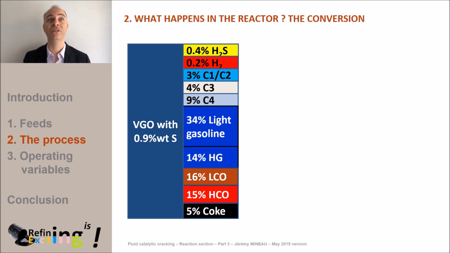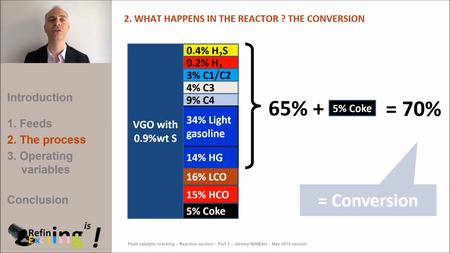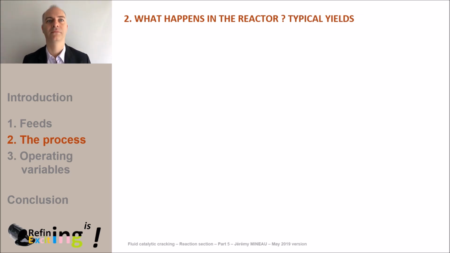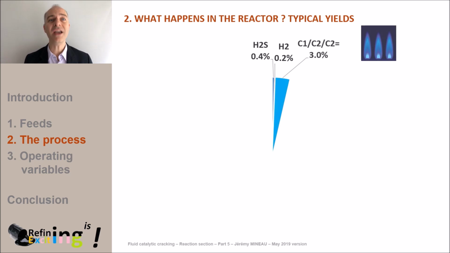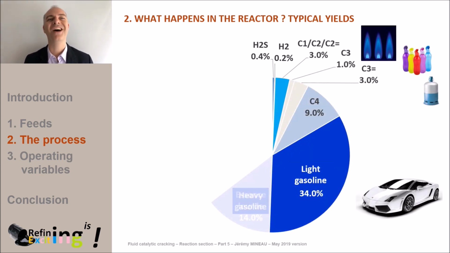It is now time to define the concept of conversion. It is defined as the percentage of the feed that is cracked into gas, LPG, gasoline, but also coke. In our case, we see that the conversion is about 70% by weight. Here is a graph that summarizes the typical yield in a FCC. We clearly see the very high amount of gasoline.